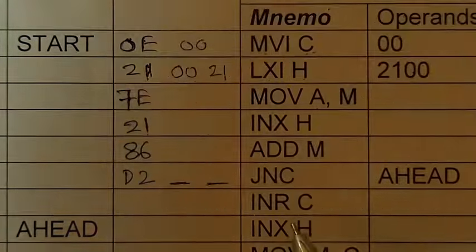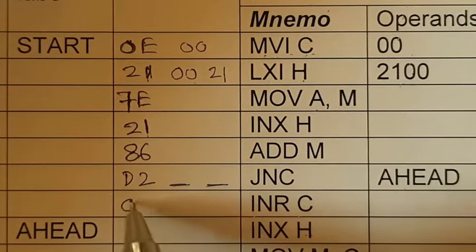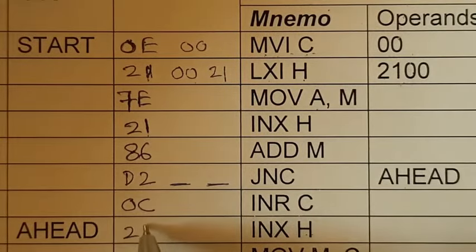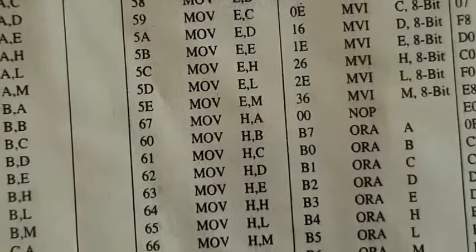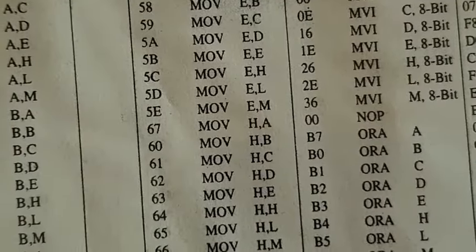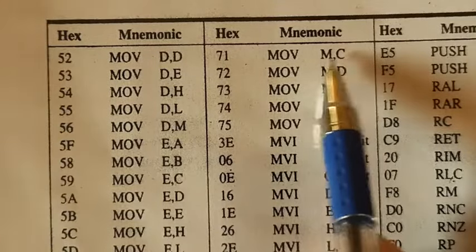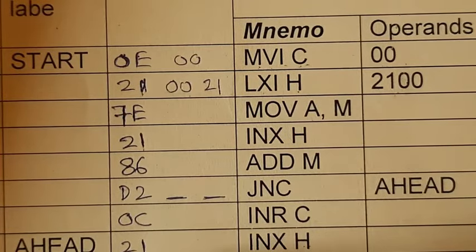Then what about INR C? I will check and write for increment C. It is 0C. Then what about INX H? INX H is 21. Then move C to M. I will check for move C to M. Okay, see, it is MOV M, C. It is 71. Therefore, I will write here it is 71.